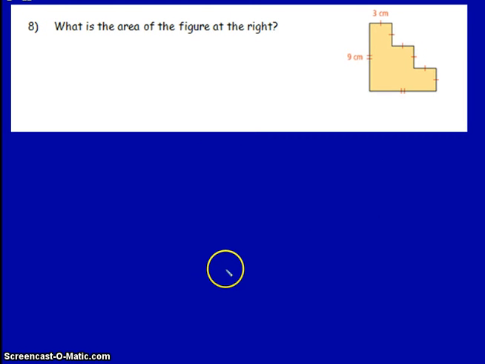For number 8, it says, what is the area of the figure on the right? And so what we need to do is we know that this length is 9 centimeters because of the 2 tick marks. And then we know this is 3 centimeters, this is 3 centimeters, 3, 3, and 3. And so probably the easiest thing to find the area is to cut this up into little sections.